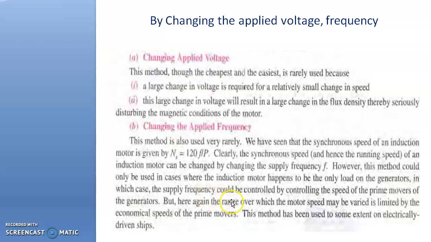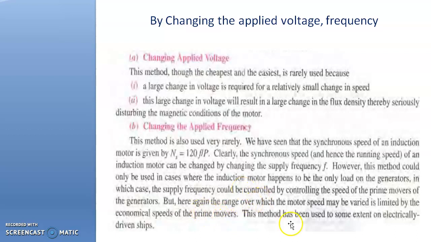But where you can change the frequencies is if the alternator is available with you, so that you can change the turbine speed and hence you can change the supply frequency. Or you can say if the only load you are having to be controlled by the only alternator you are having with you, so that you can change the frequency of the alternator so that the load frequency will also be changed accordingly. So this method of changing frequency is applicable only when the load is the only load to the particular generator.